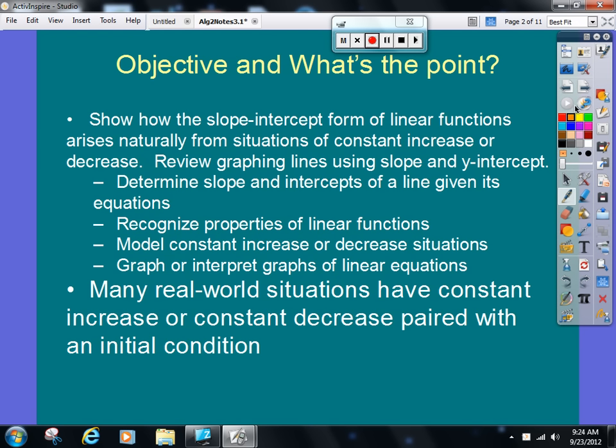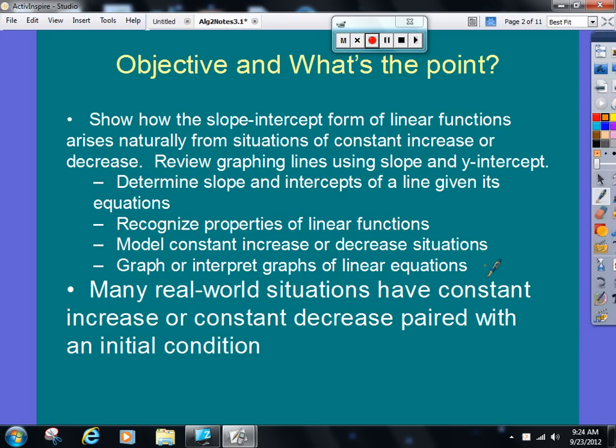Objective and what's the point? Show how the slope-intercept form of a linear function arises naturally from situations of constant increase or decrease. And we're going to review graphing lines and using slope and y-intercept. This first sentence says, arising naturally from situations of constant increase or decrease. A lot of word problems follow a linear relationship, and we're going to try to find a way that we can notice it right away. We're going to determine slope and intercepts of a line given its equation, recognize properties of linear functions, model constant increase and decrease situations, and graph or interpret graphs of linear equations.